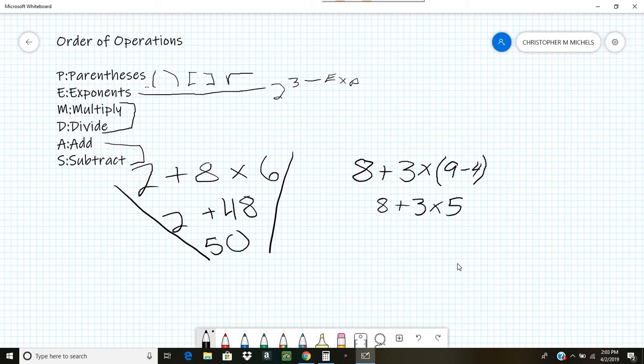Okay, so now we do the multiplication first. Let's see, that gives me 15. Add the 8 to that. 8 plus 15 gives me 23. Even though it doesn't look like a 2 too much, that is a 2. 23. Okay, so when you're looking at this stuff, it kind of funnels down to a single answer there. It's just really taking this stuff step by step.